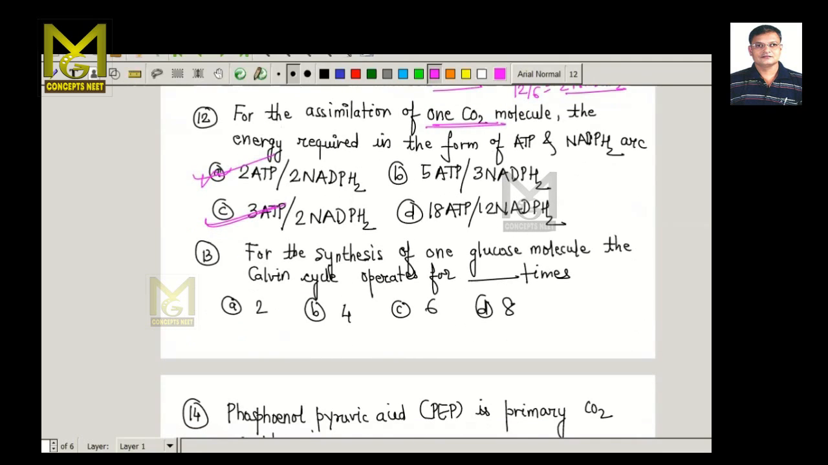For the synthesis of 1 glucose molecule, the Calvin cycle operates, as I have told you previously, 6 times. That is, 6 molecules of CO2 are fixed, so we say that it runs for 6 times. So the correct option in this case is C.